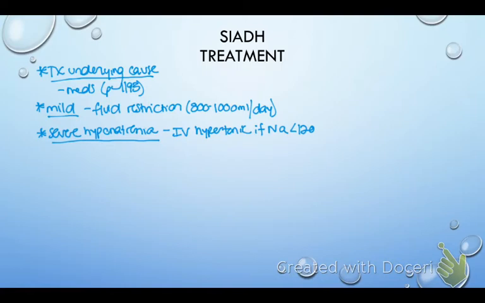So, yes, it's going to draw water out of the cells, right? So that we can start getting rid of it. IV Lasix, but the sodium has to be greater than 125.